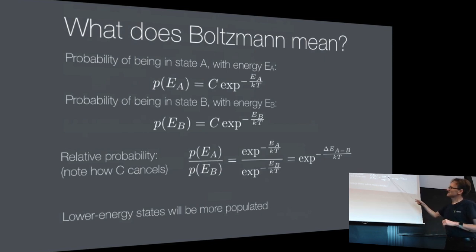And that might initially look like a horrible, complicated quota of exponentials. But again, if you know your exponential laws, this can be expressed as one exponential. And then you just put the difference between those two energies in the exponent instead. So the relative probability of these two states is an exponential of minus the difference in energy divided by kT.